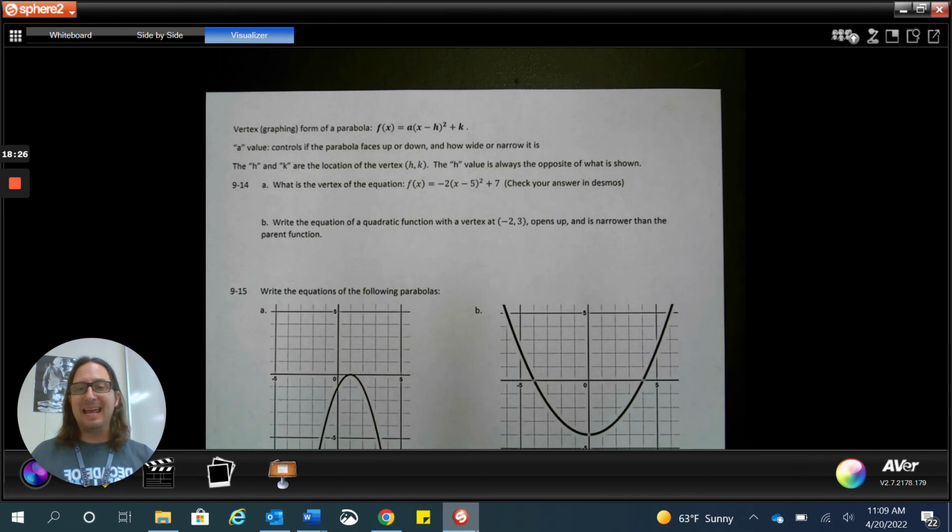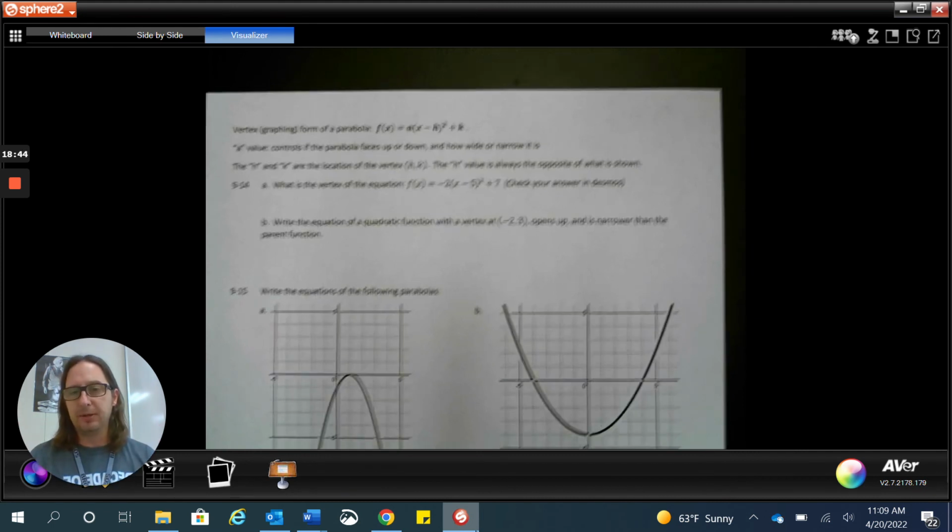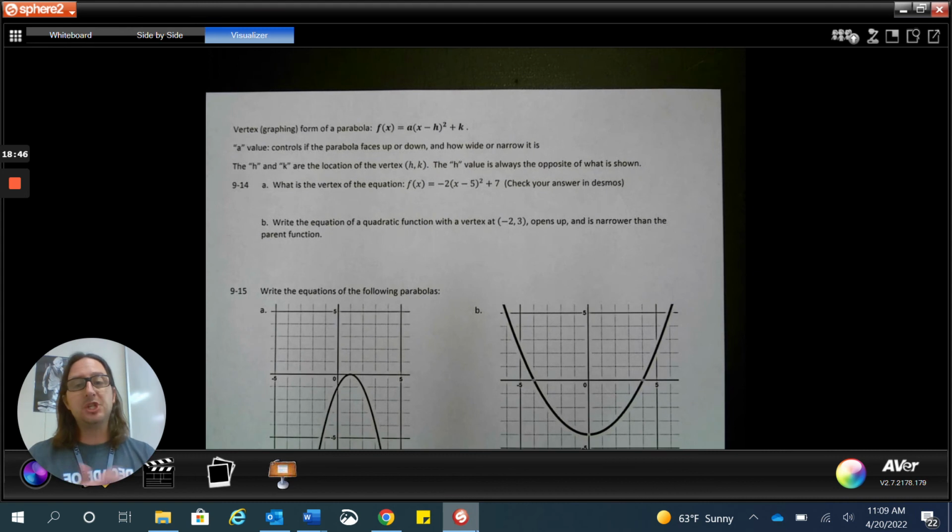Also, the a affects how narrow or wide it is. If we have a number bigger than 1 in the a, it's going to be narrow. If we have a fraction like 1/2 or something, it's going to make it wider there. So that's what the a value does. It makes it face up or down and makes it narrow or wide when we compare it to the parent function. The h and k are the coordinates of the vertex.